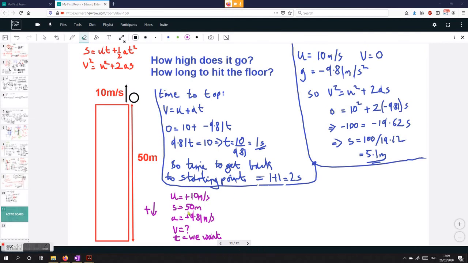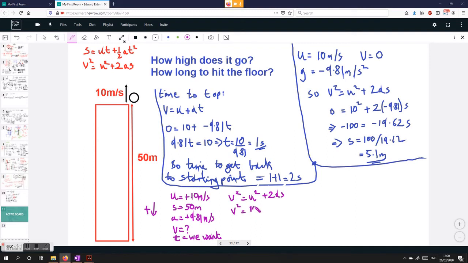Now look, I've decided to make positive go downwards for this third version of the Suvat laws. So the initial velocity is 10 because it's got back to where it started, but it's moving in the opposite direction at the same speed. We've got to do 2 steps here to find how long it takes to fall to the bottom. As you know, there's always more than one way to do these questions. So v squared is what we need to find first, or v I should say.